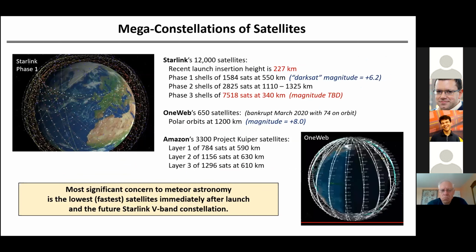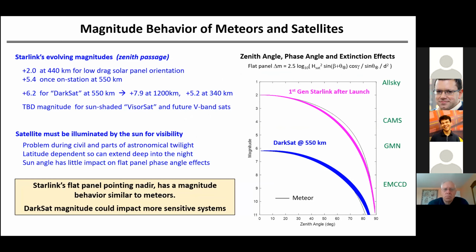OneWeb was planning to launch 650 satellites, but they've gone bankrupt. But they had a very dark limiting magnitude of only 8, which is below the threshold of most meteor detection algorithms. And Amazon's Kuiper satellites have not been determined as to how bright they will be. But the most significant concern will be these lowest, fastest satellites around the 300 kilometer altitude. There are three major considerations here. One is the magnitude of meteor satellites. Another is the angle rate, and a third is the density in space.